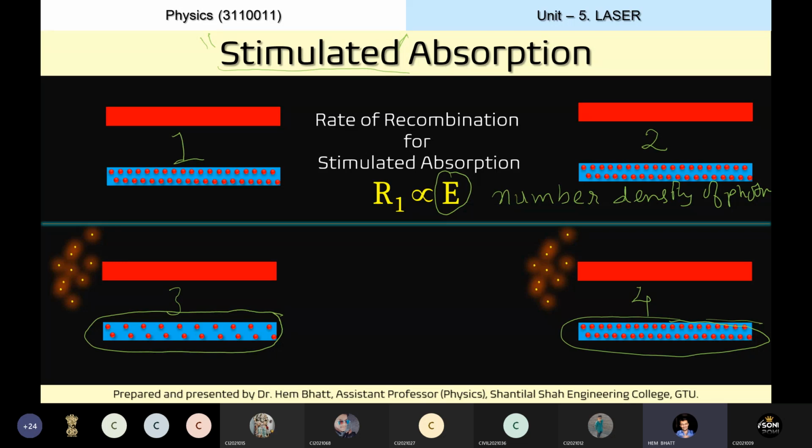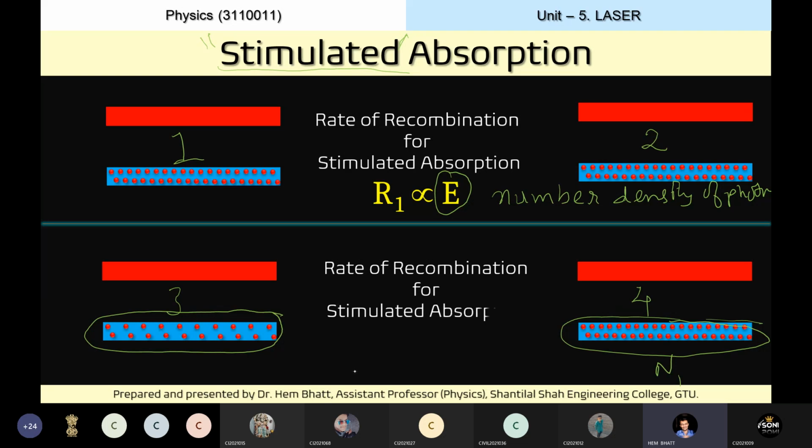So stimulated absorption depends on the number of electrons in the ground state, we will call it N1. So I can say that the rate of stimulated absorption is depending on the number of atoms in ground state. What is N1? Number of electrons in ground state, or number of atoms in ground state.